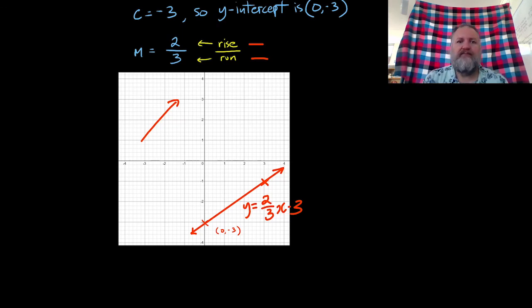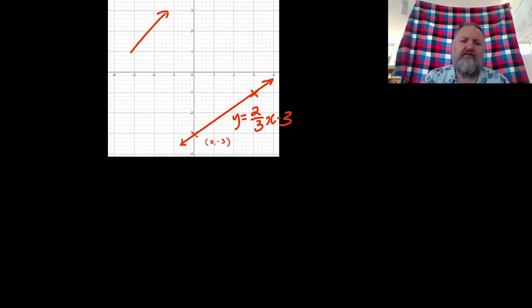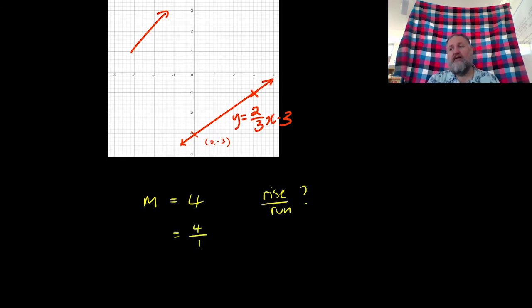This m here, it was a nice fraction already. It was 2/3, so I could find my rise over my run. What happens if I don't have a fraction for my gradient? If I've just got a gradient of 4, well, what is my rise and what is my run? Well, any number by itself can be made a fraction if you put it over 1. So don't forget that. You could always have a run of 1 and a rise of 4. Okay, so that's our quick review on linear equations and how we graph them from different methods.